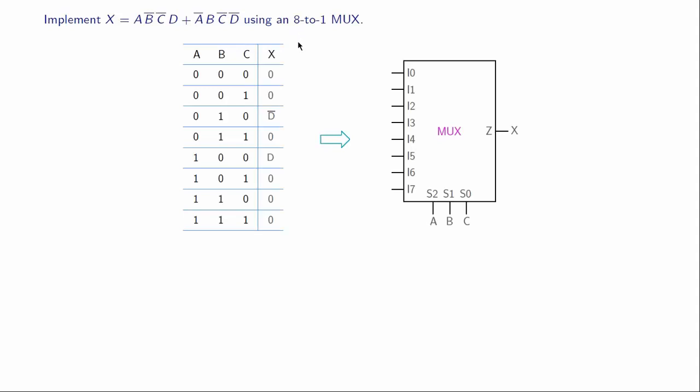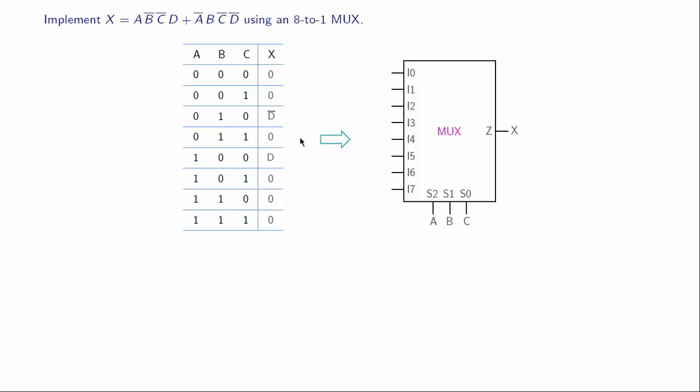Let us now implement x equal to a b bar c bar d plus a bar b c bar d bar, which is the same as the function that we saw in the last slide, using an 8-to-1 multiplexer now. And here is one possible design. The output of the mux is the same as the logical function that we want, and the select lines are connected to A, B and C. Now this choice is not unique, we can have some other choice, but suppose we go ahead with this one. Let us now figure out what we should connect at these input lines so as to get the desired function at the output.